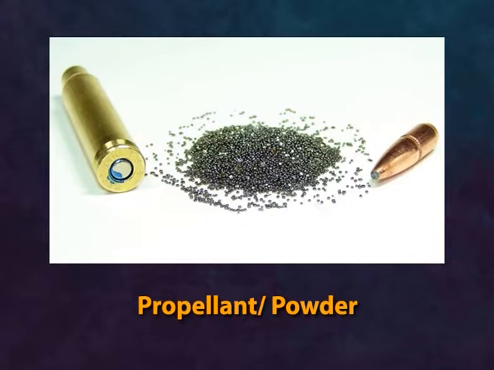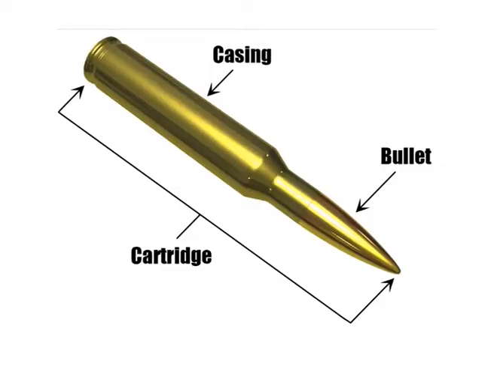Next are propellant or powder. The expression propellant means an agent which fires the projectile out from a firearm. The bullet is pushed out of the bore due to pressure created by formation of gas. This formation of gas takes place when the powder burns. Next is bullet. It is a part of cartridge which is ejected out of the muzzle end and it strikes the target.